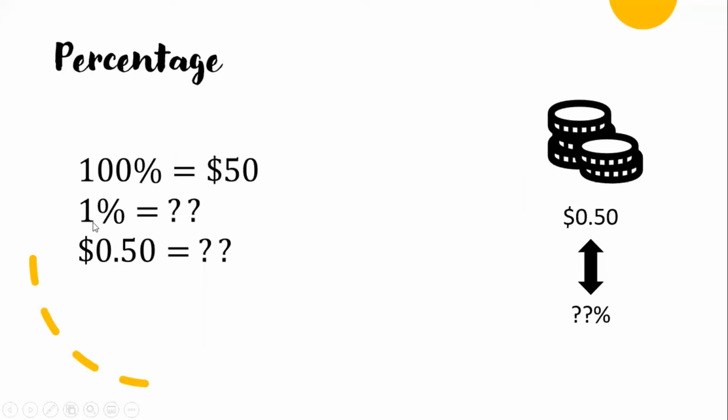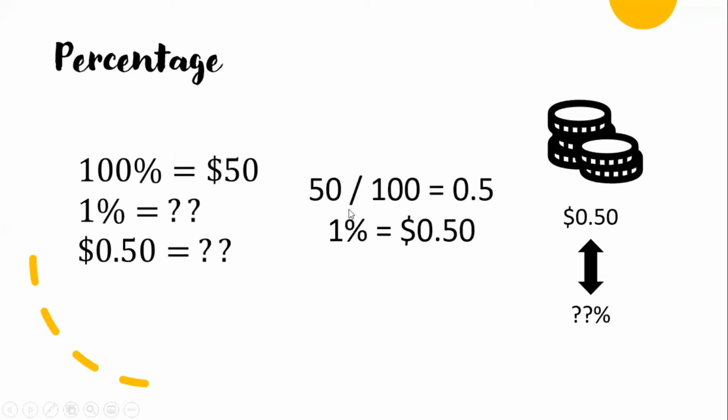So 1% equals how much? And 50 cent equals how much? If 100% is equal to 50, I need to take 50 divided by 100, which is equal to 0.5. So 1% is equal to $0.5, which means 0.5 cent is equal to 1%. Understand this part? This is how we find out all the percentages.